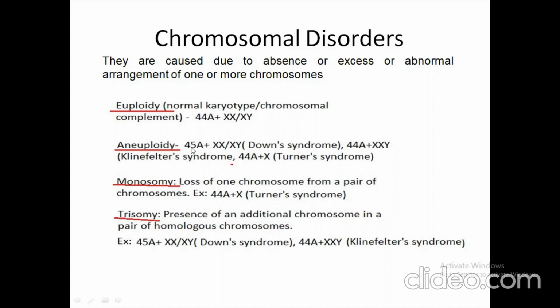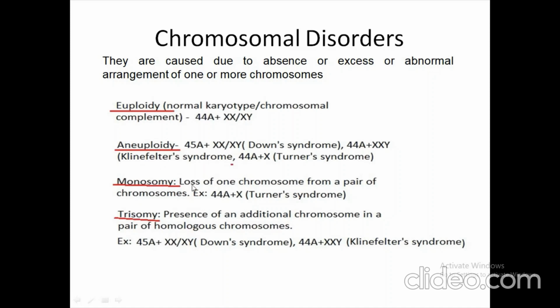Aneuploidy refers to change in the number of the normal set of chromosomes. It results in chromosomal disorders like Down syndrome, Klinefelter syndrome, and Turner syndrome, etc. The aneuploidy is of two types, monosomy and trisomy.